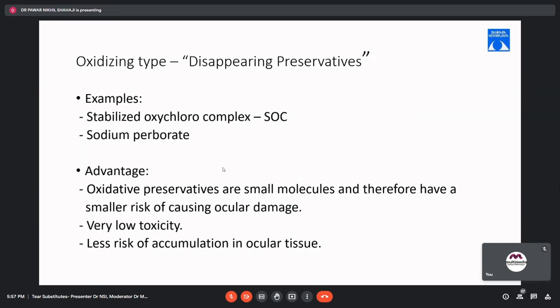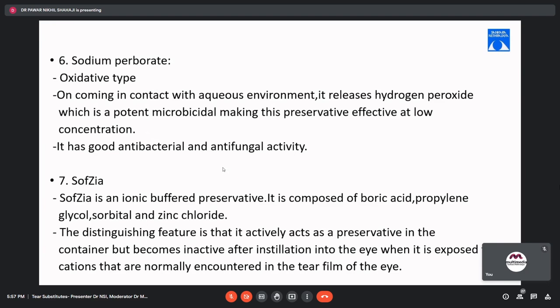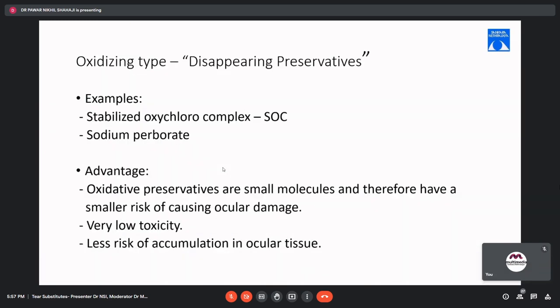They have very low toxicity. What does sodium perborate do? What does stabilized oxychloro complex do? Sodium perborate disappears into hydrogen peroxide. Yes, ma'am. Correct? What happens to the other one? Stabilized oxychloro complex, what does it become? So in the acidic tears, it becomes chlorine dioxide. All right. And know what the end products of this are, which are active, at least.